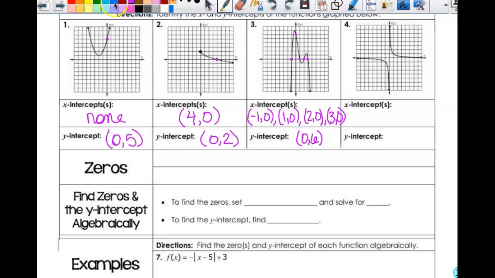All right. So then if I look at number 4, what does this graph have that's not actually drawn on my graph? Do you know what they're called? There's a line right here. What are these lines called?